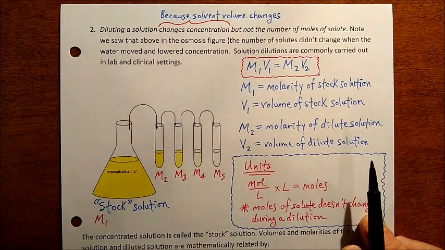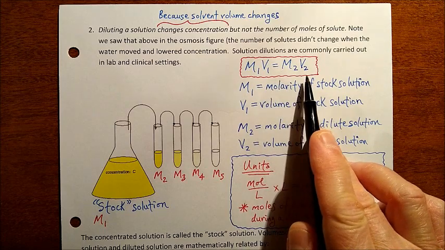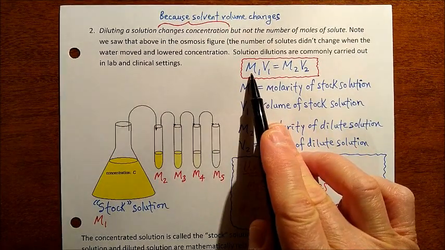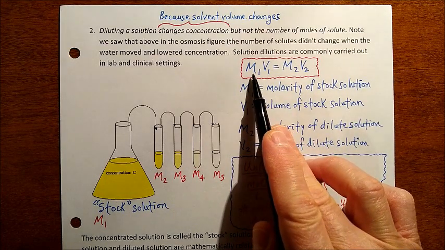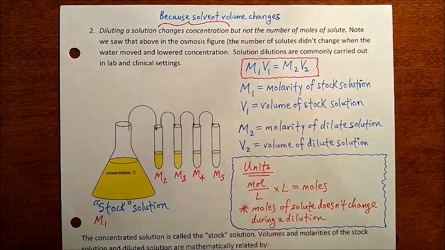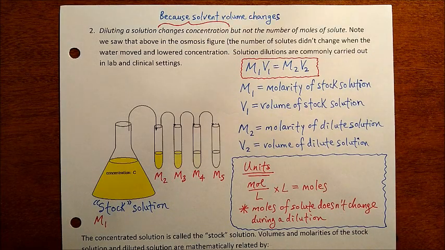So the main formula you want to use is M1V1 equals M2V2. Capital M is molarity, capital V is volume. Molarity is usually expressed in moles per liter, and volume is almost always expressed in liters. But volume can be expressed in any unit you want, as long as V1 and V2 are the same unit. You can use milliliters as well.